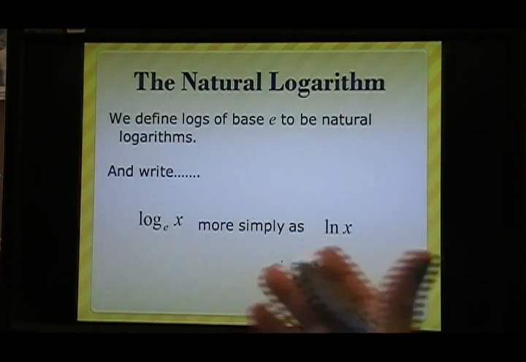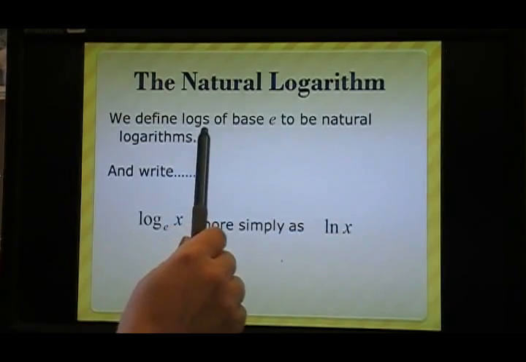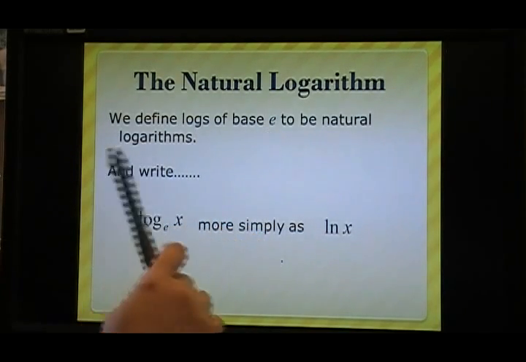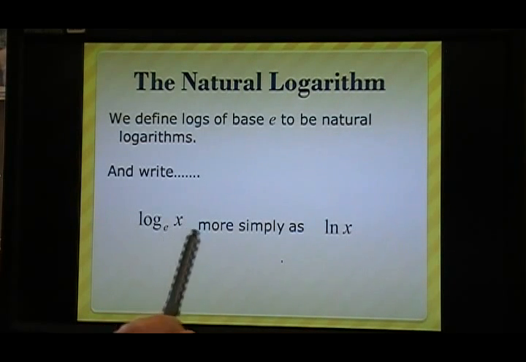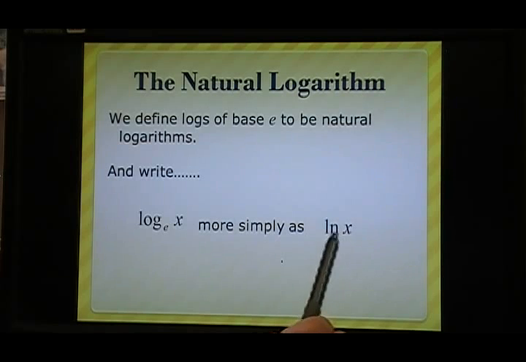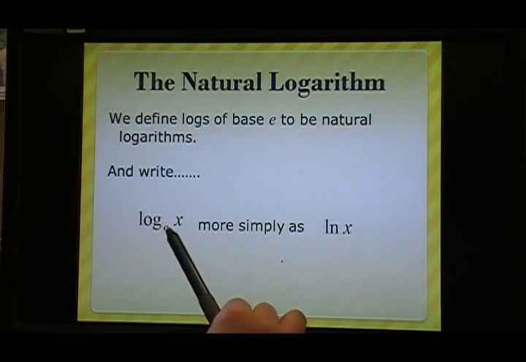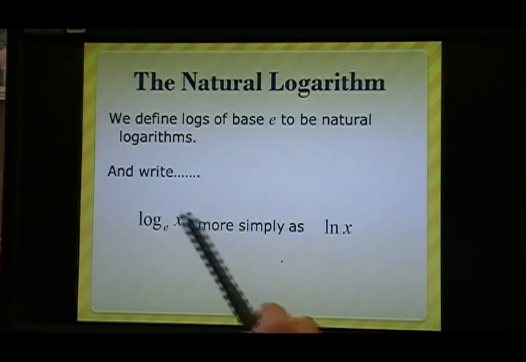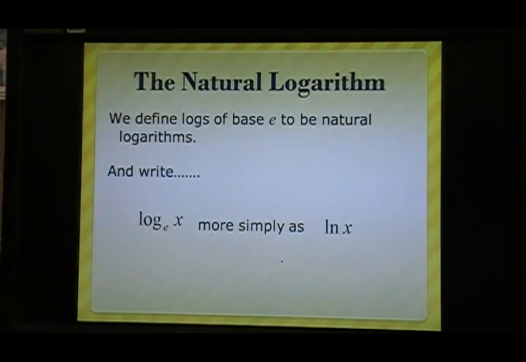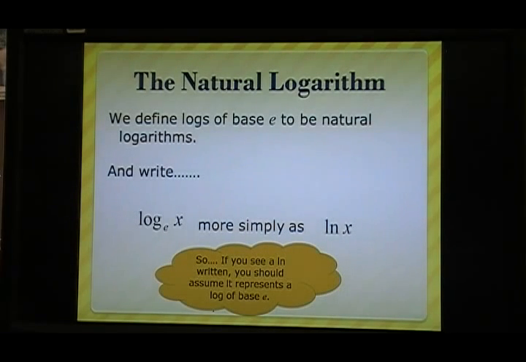We also have a thing called the natural log. Logs of base E, we call those the natural logs. We also have shorthand notation for that as well. We use ln. So rather than writing log base E, we write ln. Or vice versa: if you see ln, you need to know that that's shorthand for a log of base E. You should assume that it represents a log of base E.